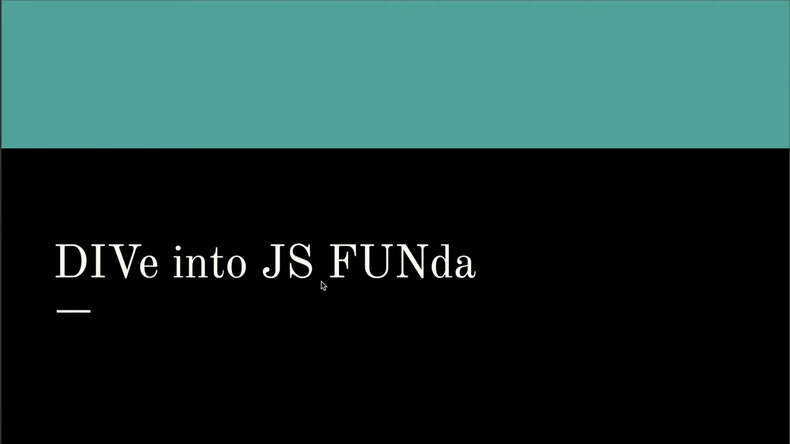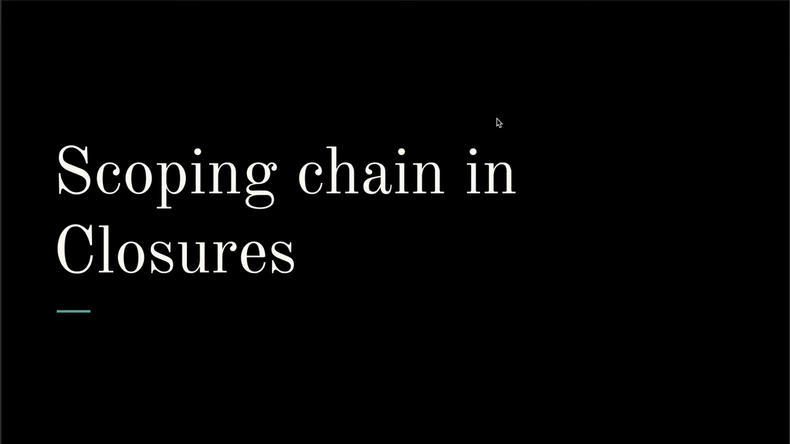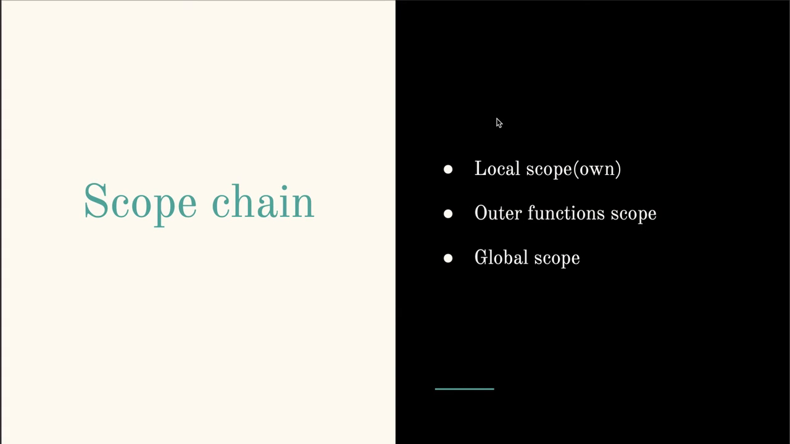Today I'll be explaining what the scope chain is in closures. In closures, the scope chain has the local scope, which is the closure's or inner function's own scope, and it can also access the scope of the outer function, and the global level, the file level or global level scope.